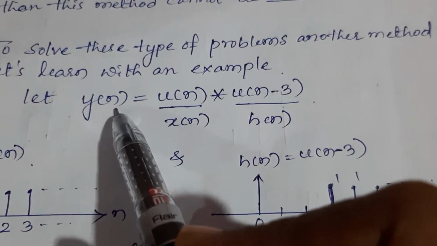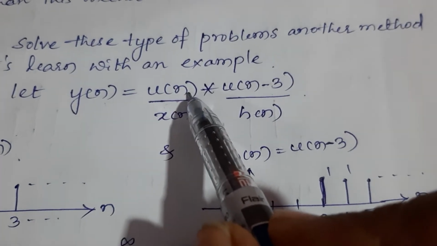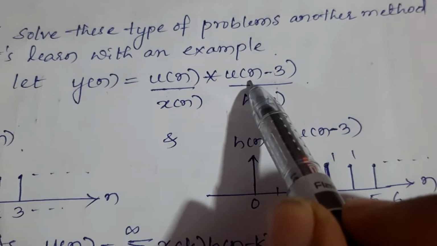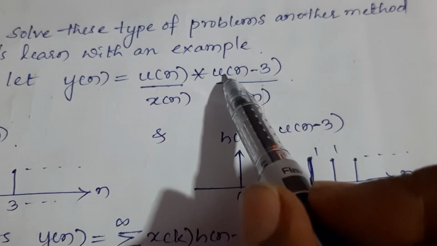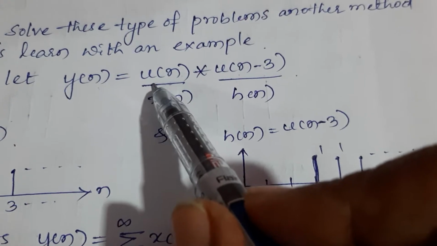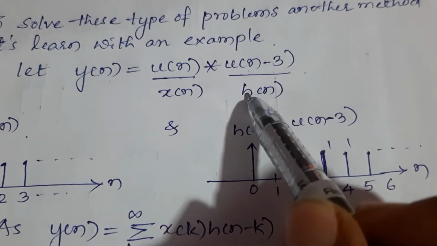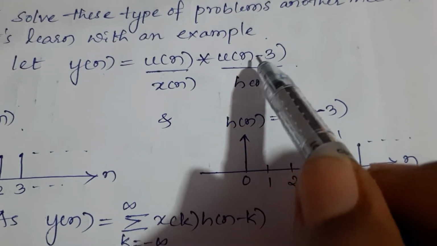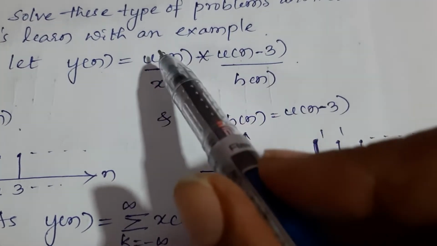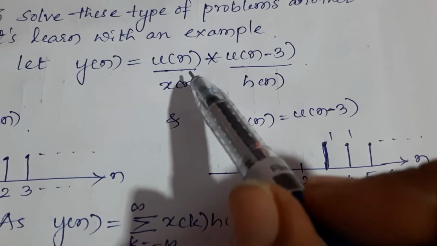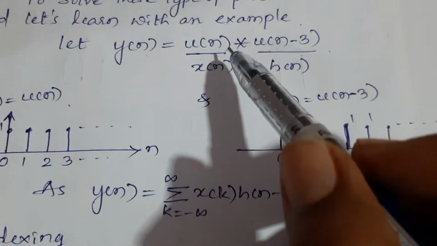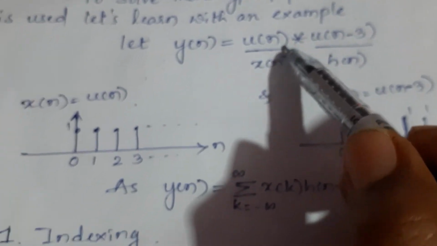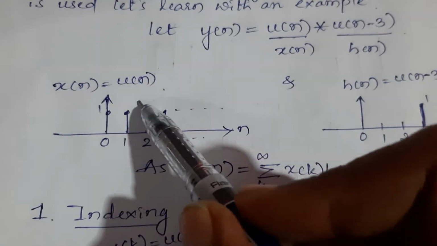Now let's take the very first problem, a simple one. y of n is equal to u of n convolution with u of n minus 3. Among these, we can consider one as x of n, the other one as h of n. Even it could be in a reverse way also. x of n can be u of n minus 3 and h of n can be u of n. Now here we follow 4 steps. The very first one is drawing.